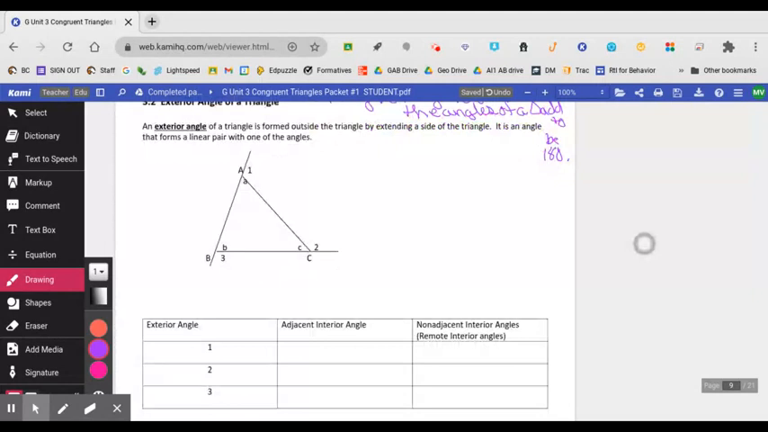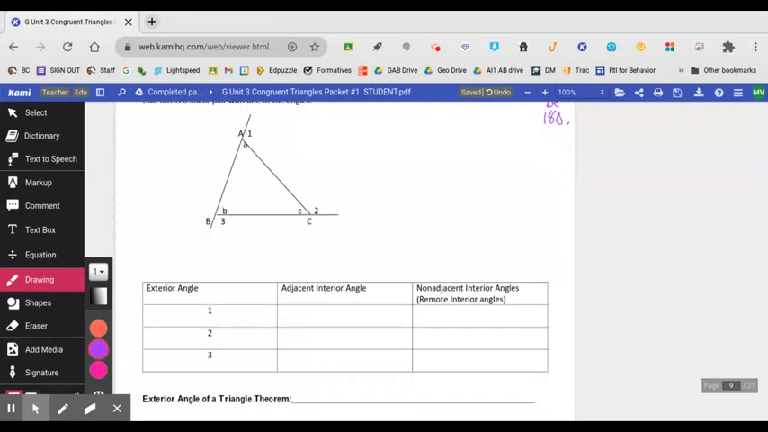So when we look at this triangle ABC, at vertex A, we have two angles. We have an outside angle, angle 1, and an inside angle, A. So the exterior angle 1 has an adjacent interior angle of lowercase a. The non-adjacent interior angles, meaning the angles that are inside the triangle but far away, are B and C.